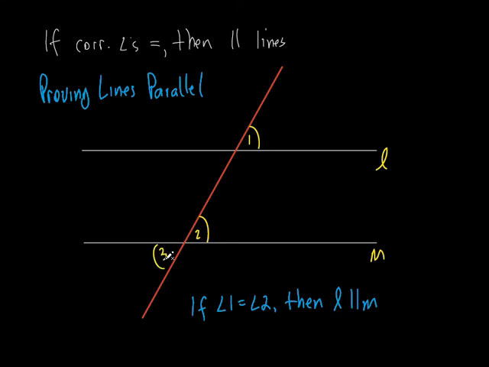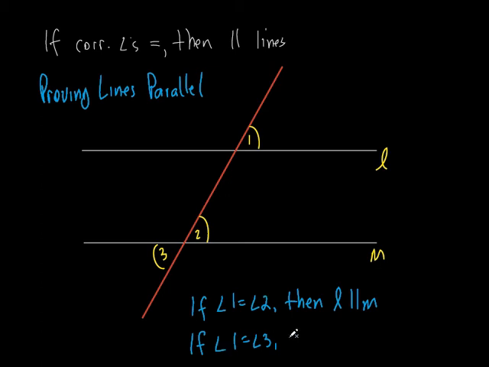Let's say that, right? I could also say, if angle 1 is equal to angle 3, what's the relationship between angle 1 and angle 3? What are they to each other? Alternate exterior angles. That's right.